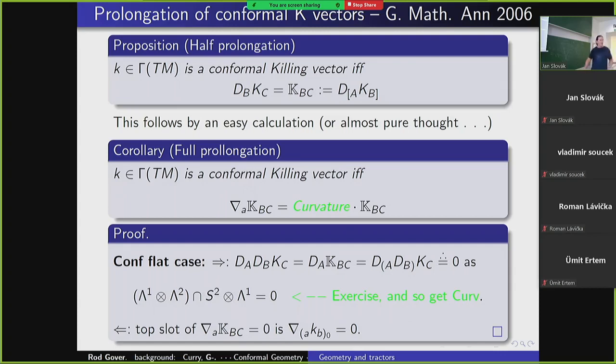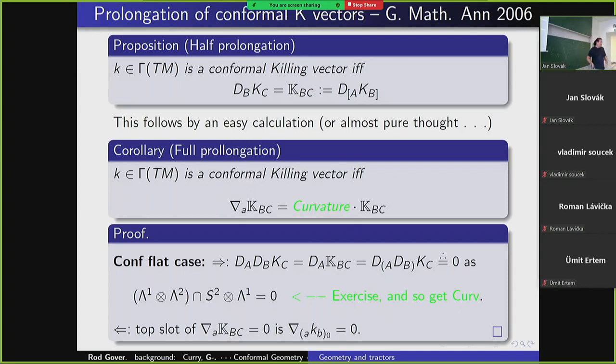So this is one of the key ideas in prolongation. And so you see in the flat case that this is zero. In the curved case, this is not zero, but you just perform the calculation that shows that that's zero in the flat case, but now keeping track of the commutator brackets, and that produces the curvature term. So that's the green exercise. Then going back is easy. Once you have this equals curvature or zero or whatever, the top slot just gives you the equation back again.